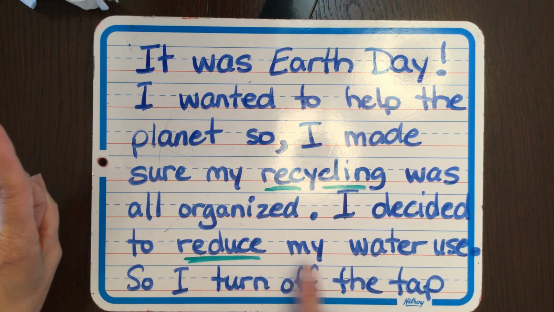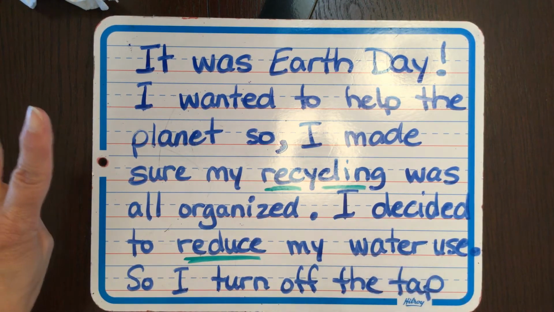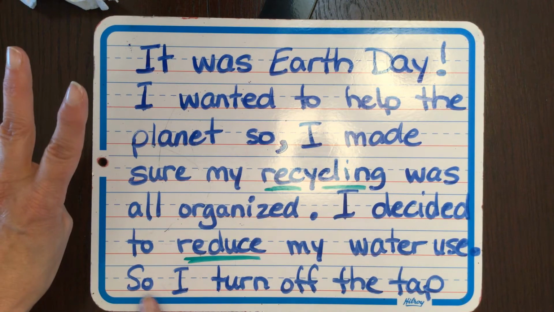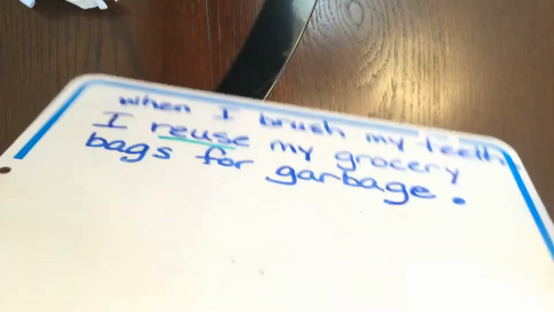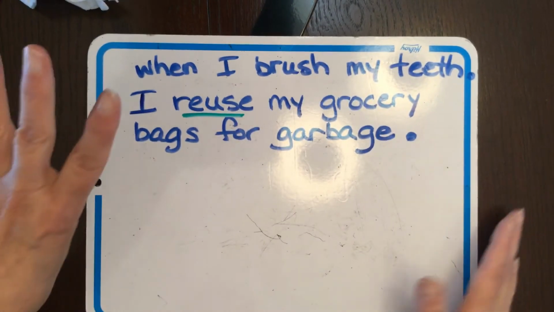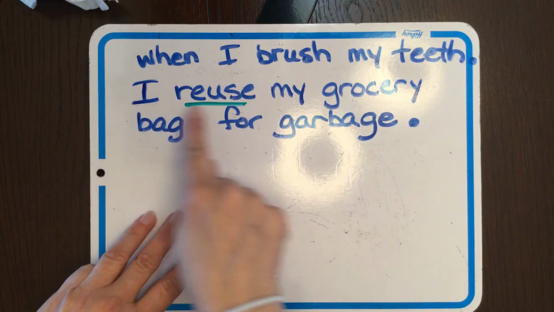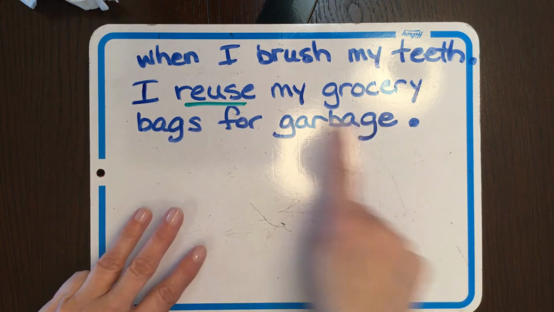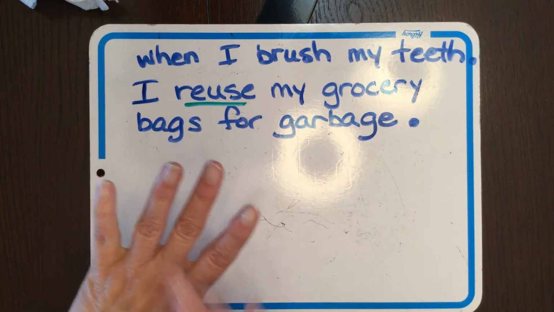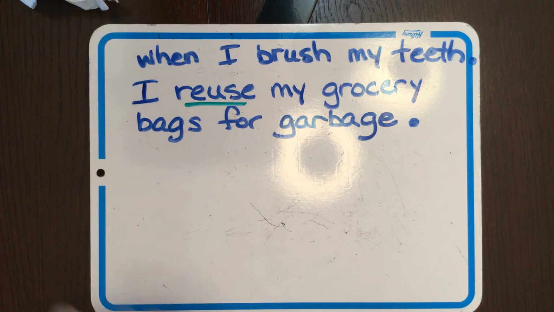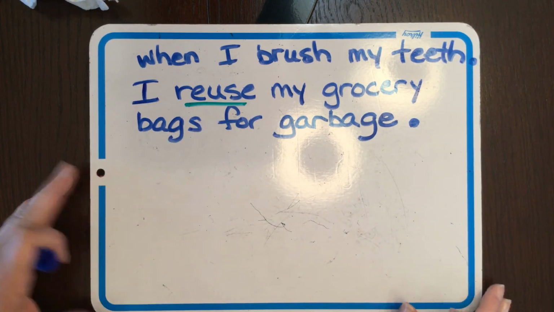I decided to reduce my water use. That's one sentence and one idea. So I turned off the tap when I brushed my teeth. That's my third sentence, and another idea is finished. I reuse my grocery bags for garbage. There's my word reuse, and I have a fourth sentence. So altogether I have 5 right now, but I'm already missing something. I'm missing the ending of my sentence.